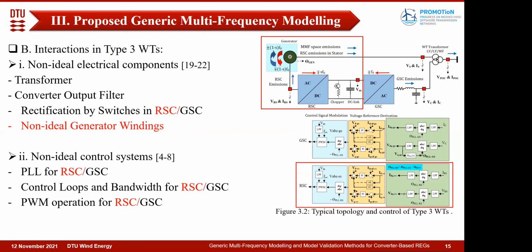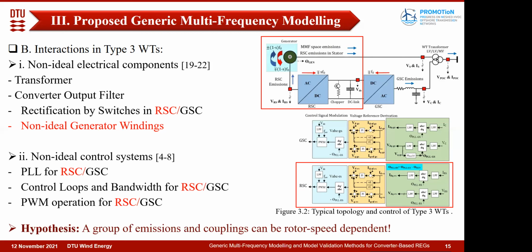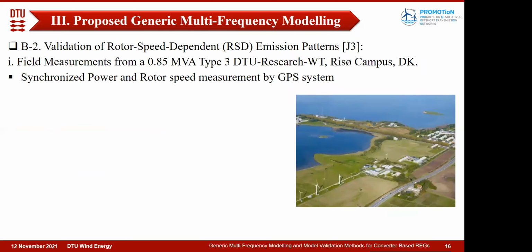We also know that the control operation of the rotor side converter depends on the rotor speed, or the wind speed. So our hypothesis is that a group of emissions and couplings can also be dependent on the rotor speed for the type 3 wind turbine. In this part, we will look for this relationship between the type 3 wind turbine and rotor speed.